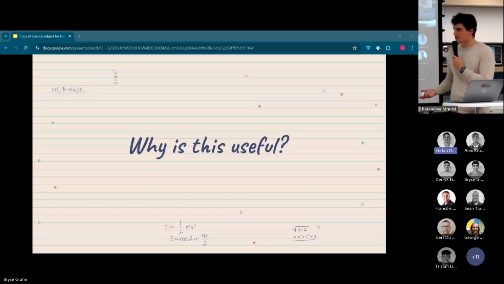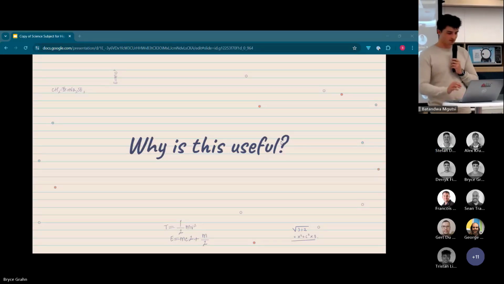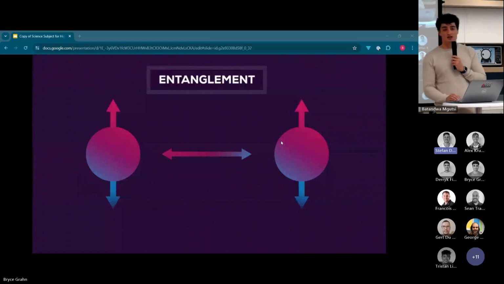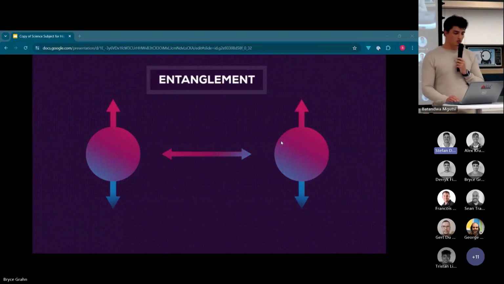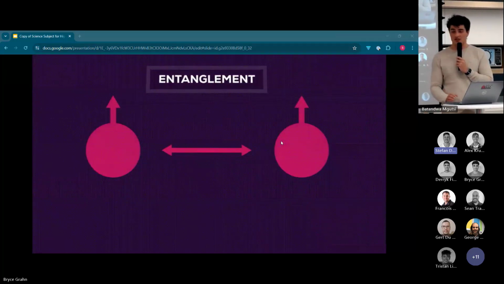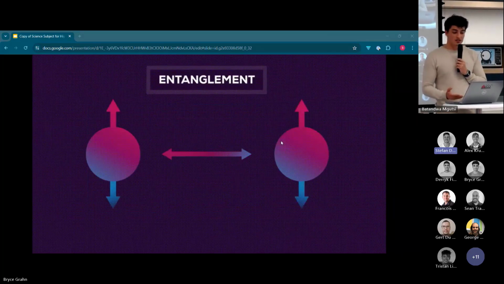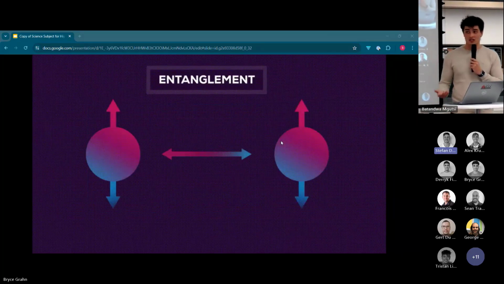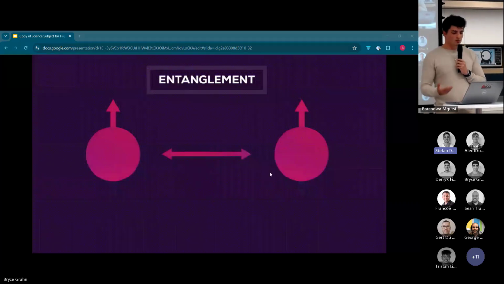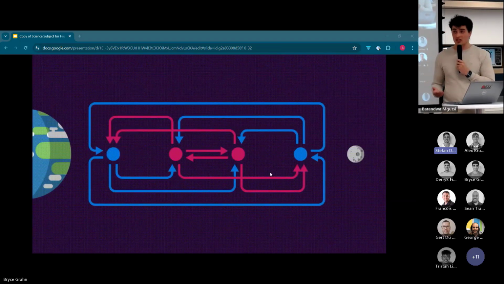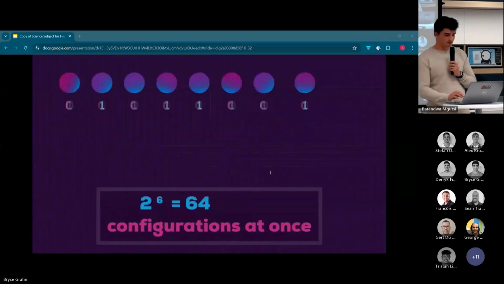Now, why is this so useful? Well, when a qubit is entangled, it's a phenomenon where the state of one qubit is directly related to the state of another, regardless of the distance between them. This can be millions and millions of kilometers. Quantum computers can manipulate multiple qubits in the same operation.